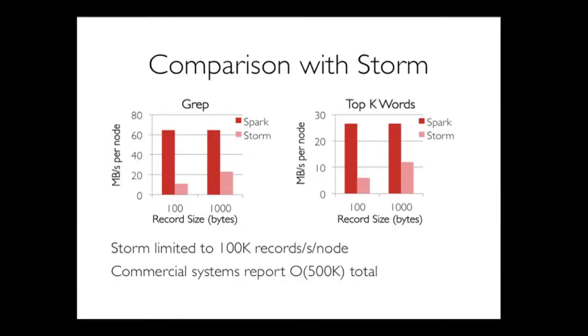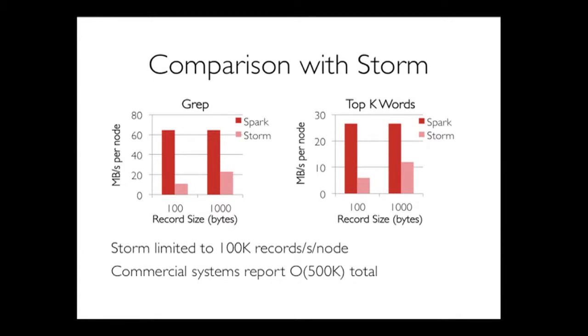Compared to existing systems, there's no reason to expect our stuff to be faster necessarily, but we wanted to show that it's in the same ballpark. And compared to Storm, for example, the open source streaming system, we're actually going 2 to 5 times faster, mostly because they seem to be limited in the number of records per second per node that they can process.